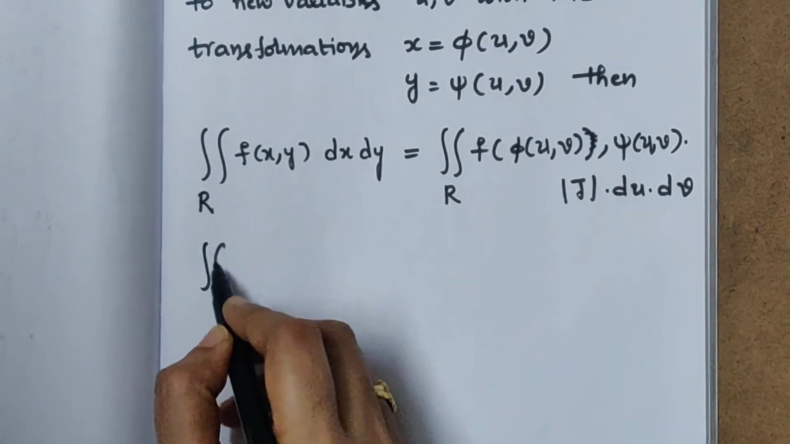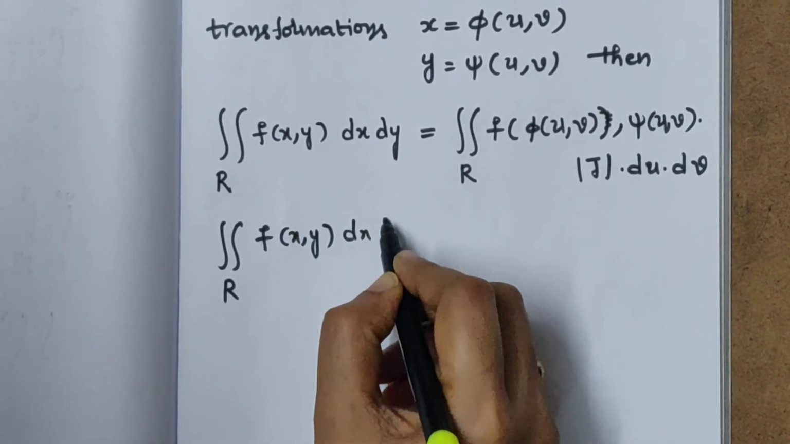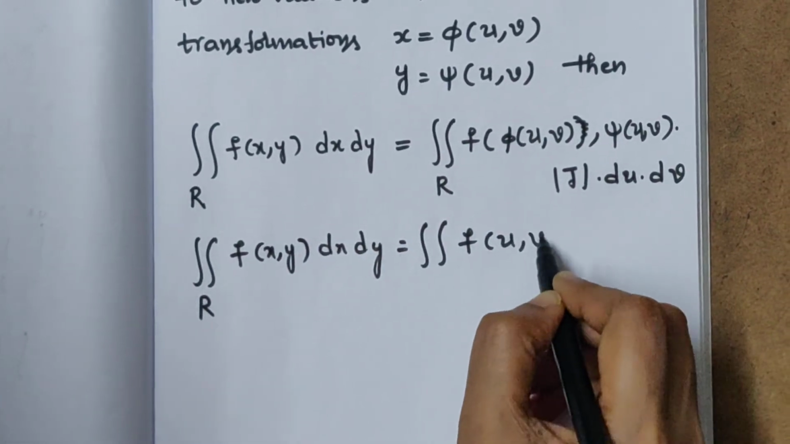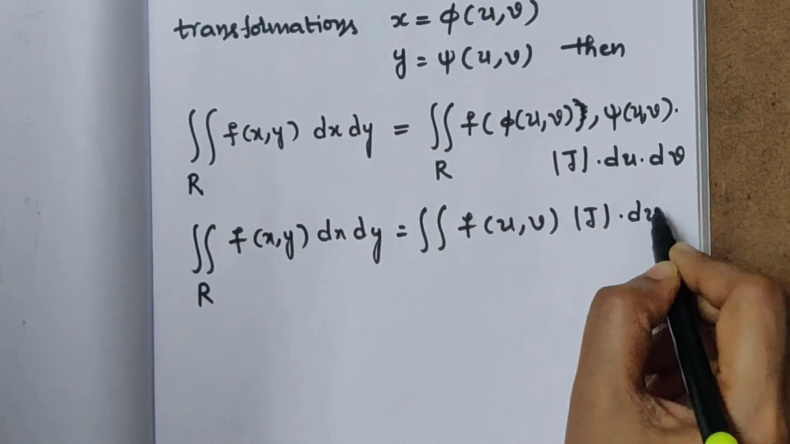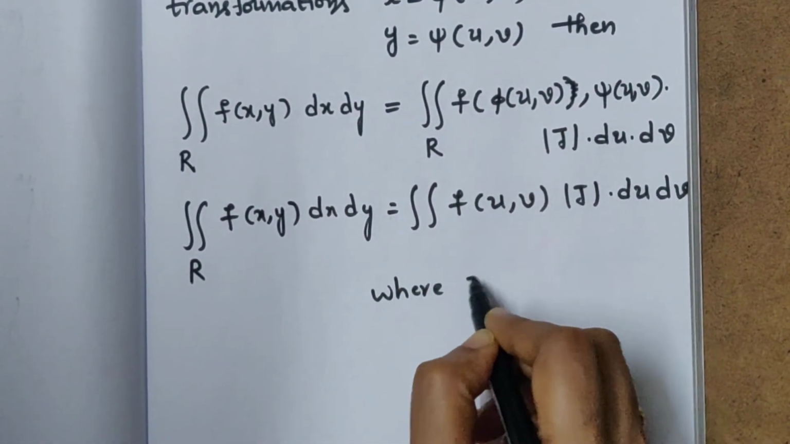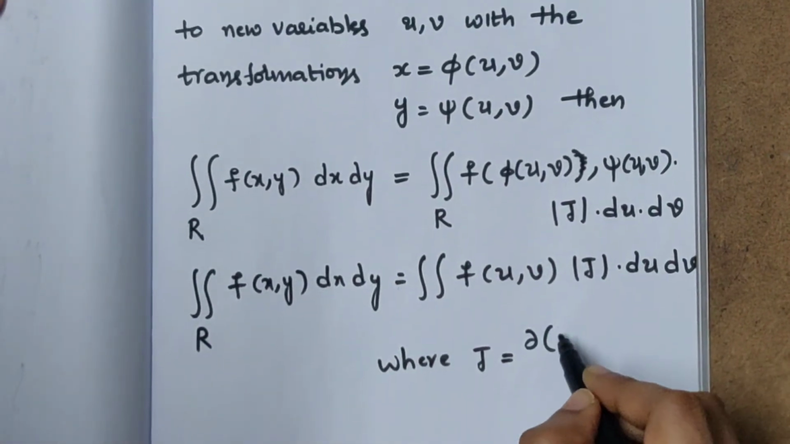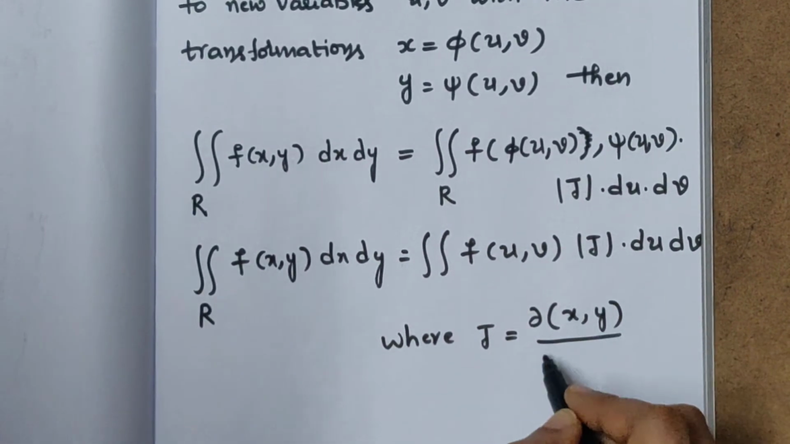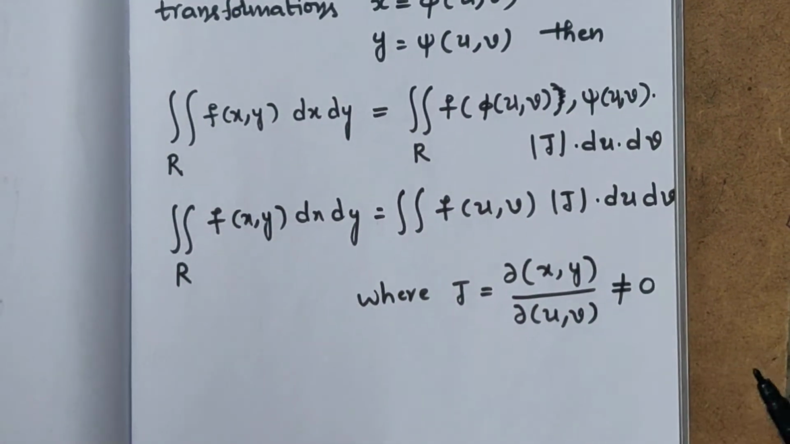So more clearly, the double integral of dx dy becomes a double integral of a function in two variables u comma v, Jacobian du dv, where Jacobian equal to Jacobian of x comma y with respect to u comma v. It should not be 0.